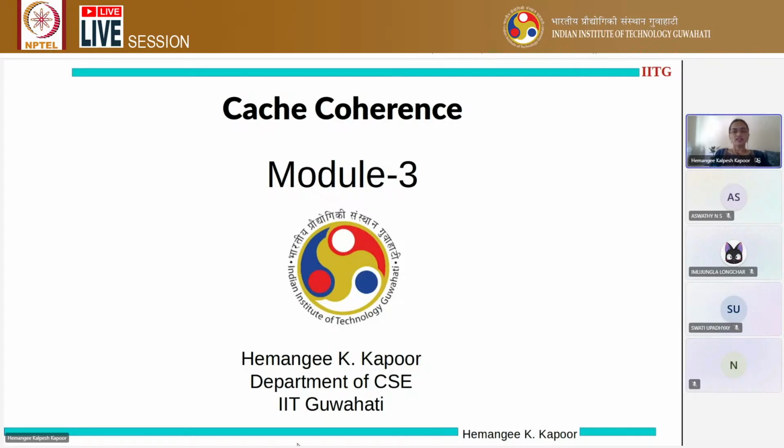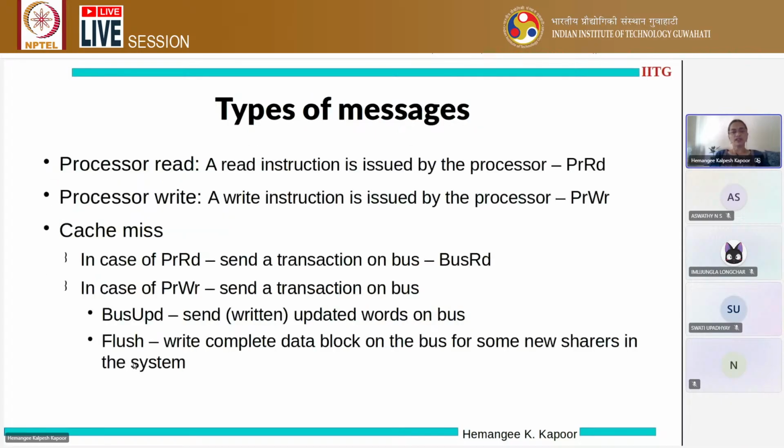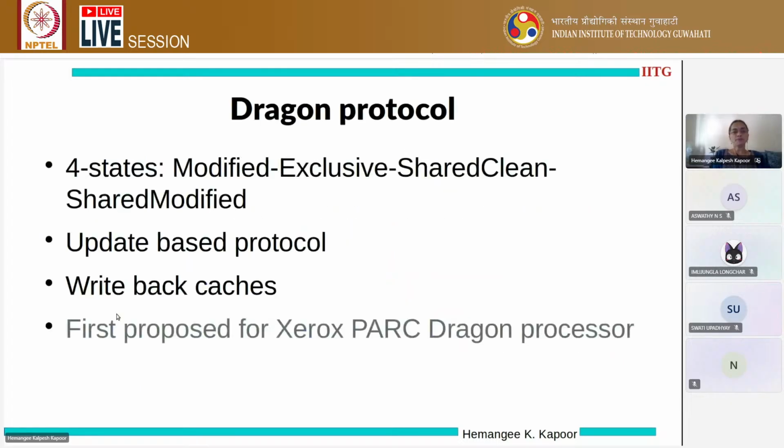Okay, so next we are going to quickly do a recap of the next lecture, which is on the Dragon protocol. Yes, so Dragon protocol is a write update protocol. And because it is a write update protocol, we do not have the bus read exclusive type of messages, but we have a bus update message, bus UPD. This is the update message, which is used by the Dragon protocol.